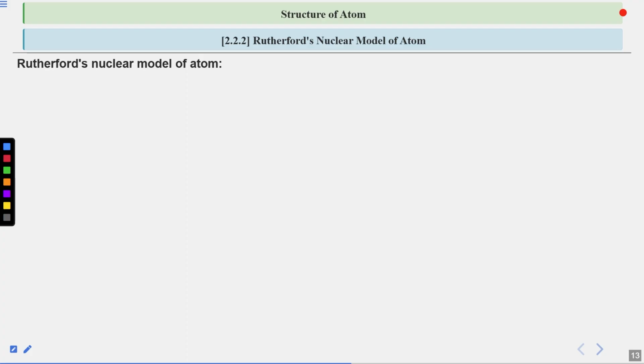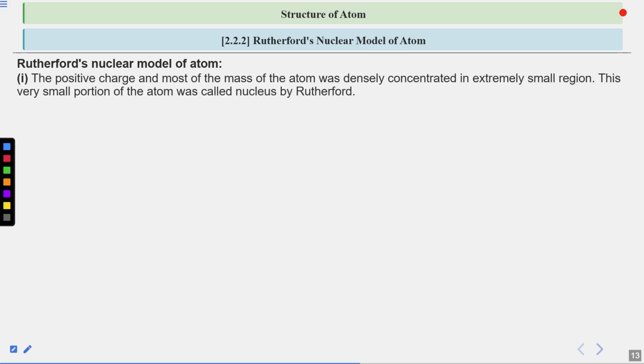Now, on the basis of these conclusions, he gave his nuclear model of the atom. The first point he made was that the positive charge and most of the mass, two things, both positive charge and most of the mass, are densely concentrated in a very small region. And he named that portion the nucleus. So the name nucleus was given by Rutherford. And why did he say that the mass and charge are both concentrated in a small area? Same reason, because out of 20,000, only one alpha particle was deflected by 180 degrees.